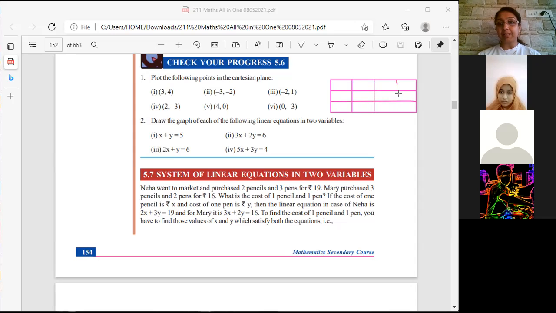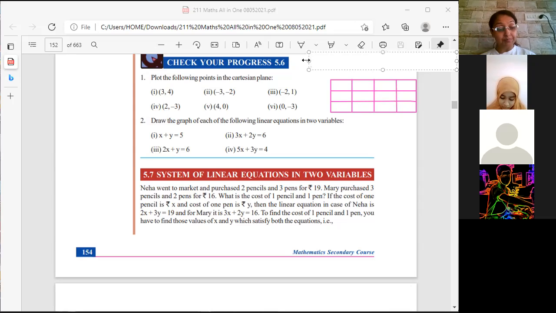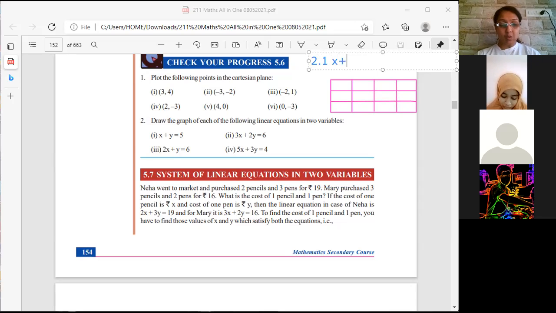What are you doing? Pardon, beta? I am drawing a table. Can you see a table? So we have to draw it in your notebook. In your notebook, we are doing question number 2, the first one, and that is x plus y is equal to 5. I am trying to solve this.